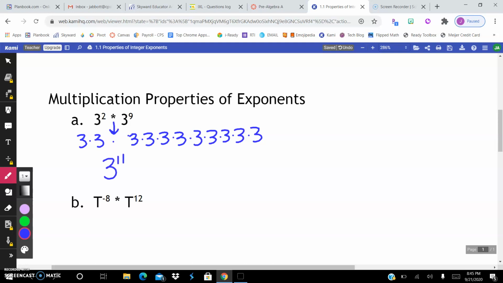So without having to write all of this out, where did that 11 come from? Well, look at the exponents. How could I get 11 out of 2 and 9? Well, I just add them. So 3 to the 2nd plus the 9 is where the 11 comes in. So if you're multiplying with exponents and the bases are the same, you simply add the exponents. So add exponents for multiplication.